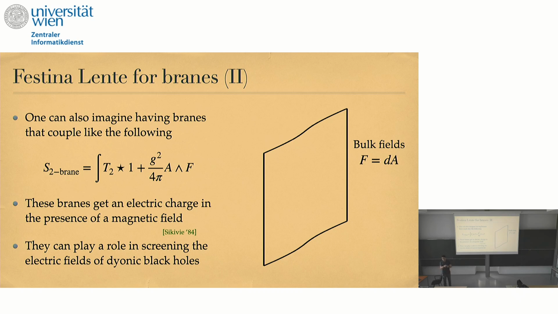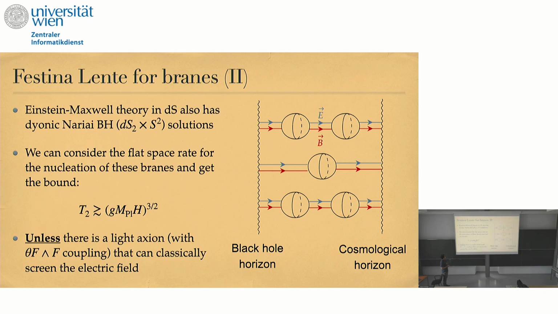So if the black hole has both electric and magnetic fields, then you can nucleate these branes which can screen the charge of that black hole. So there's a very similar story here. You can just derive the nucleation rate, ask that it's not too fast, and then you get a lower bound on the tensions of these branes. There's a caveat I won't mention here, due to time, but this is discussed in the paper.